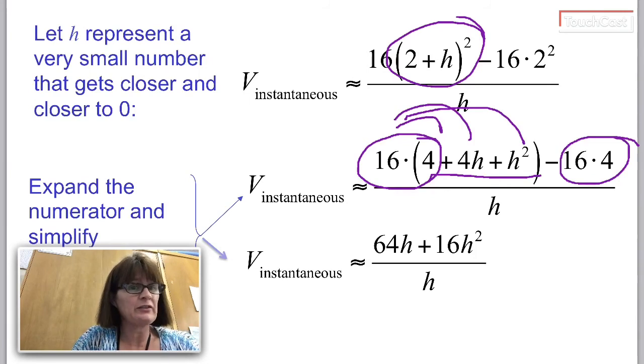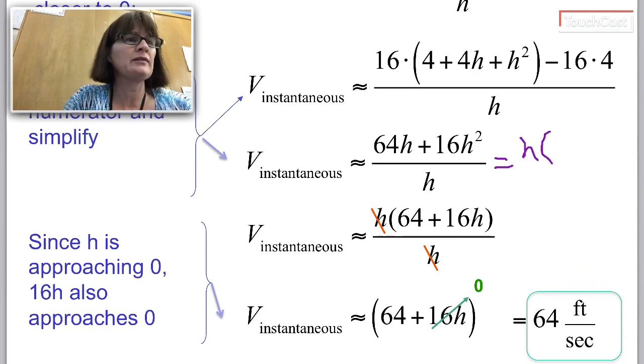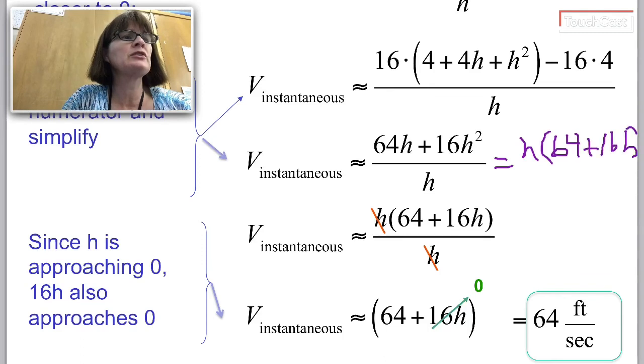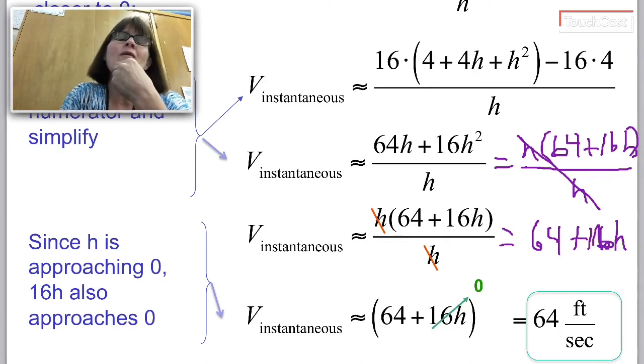Notice here, we can factor. So the common factor in that numerator is h. So I'm going to factor that, h times the quantity 64 plus 16h. That's going to get divided by h. Those h's can cancel, and I know this can simplify to 64 plus 16h. So the thing to think about now is, what did I want h to be?